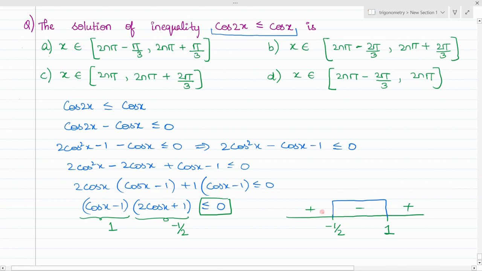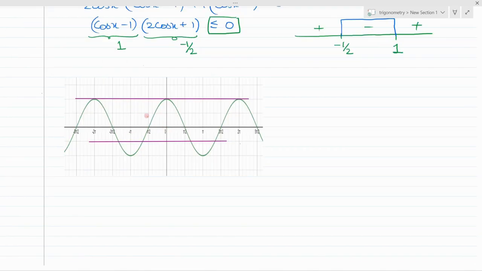So let's take a graph of cos x and solve this. This is the cos x graph in which cos 0 is 1 and cos pi by 2 is 0, and this is minus half, this is minus 1. We need to find out that minus half is less than or equal to cos x less than or equal to 1. So this is the required portion.